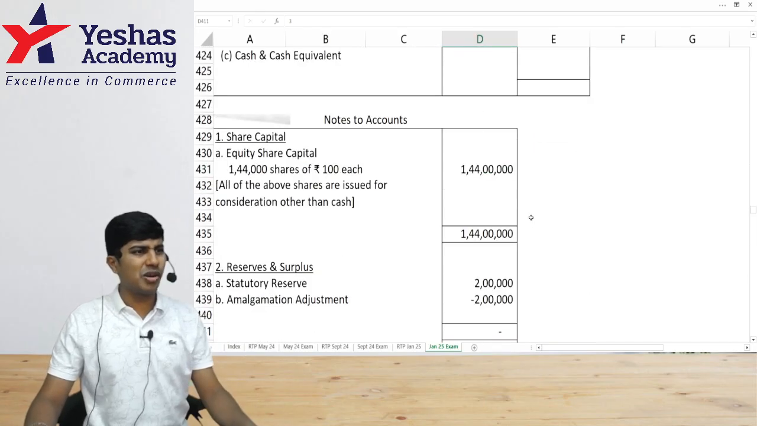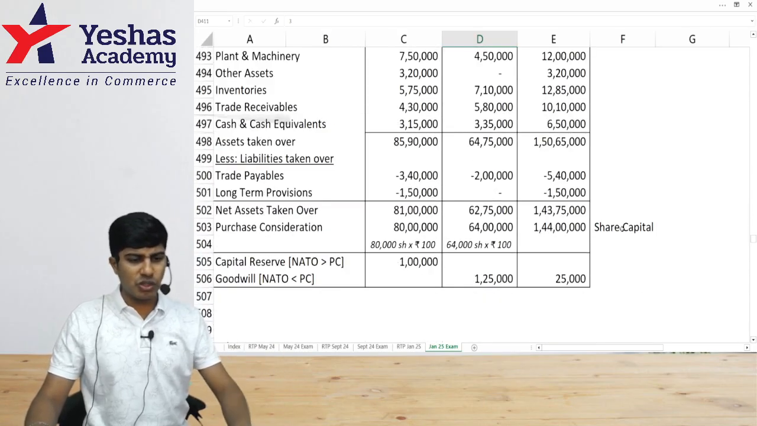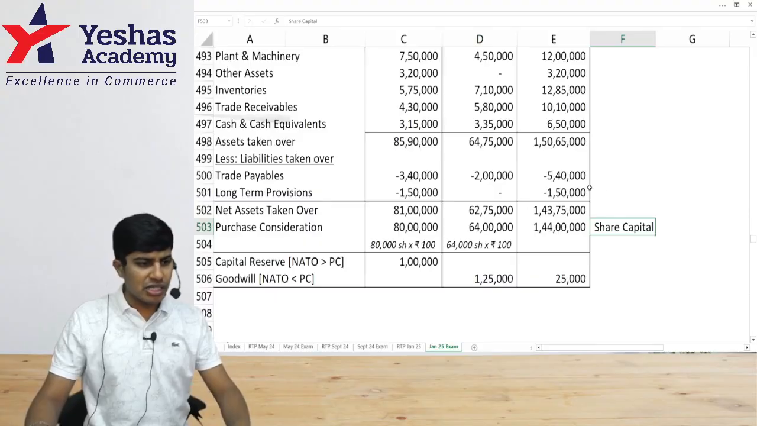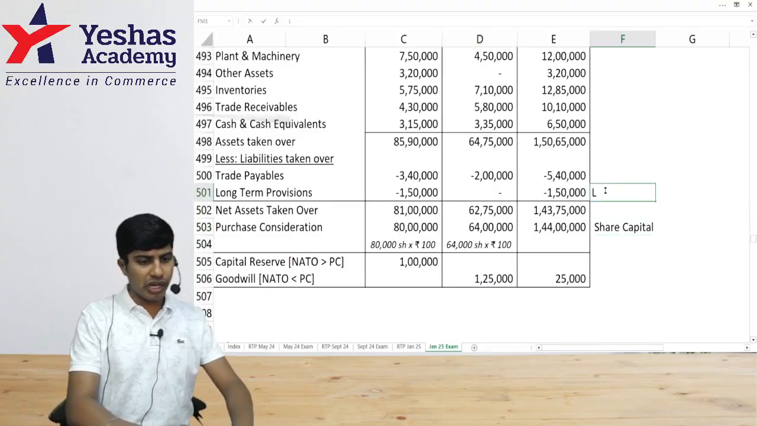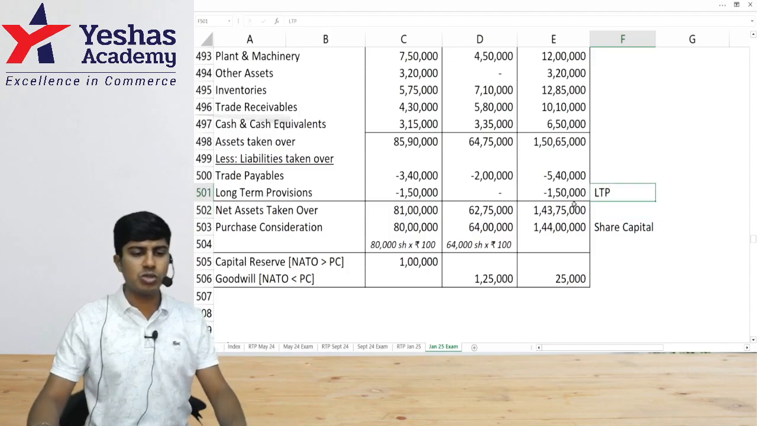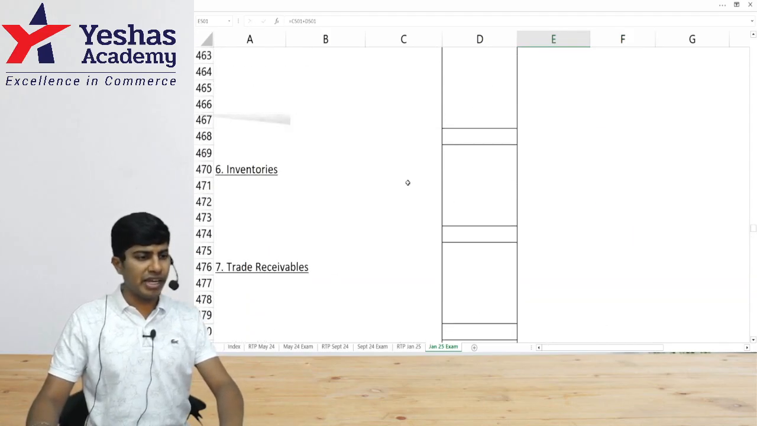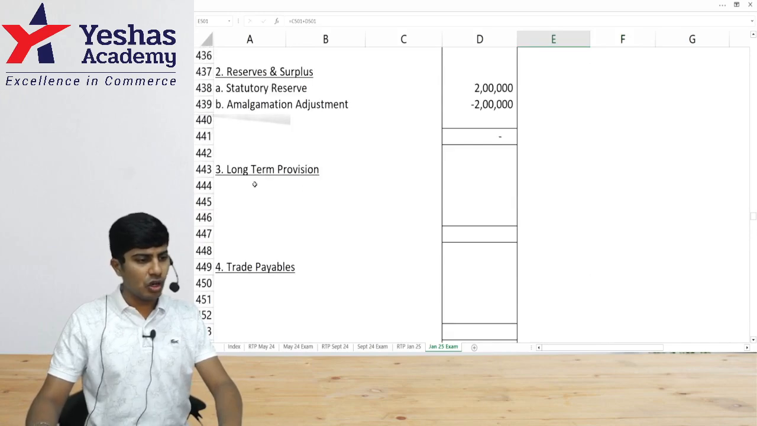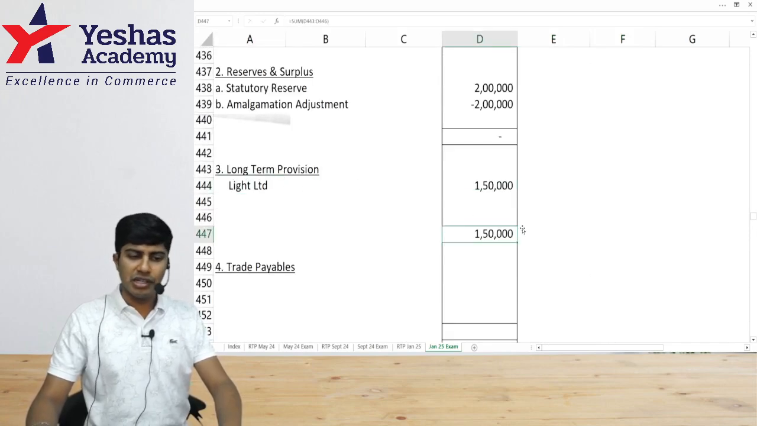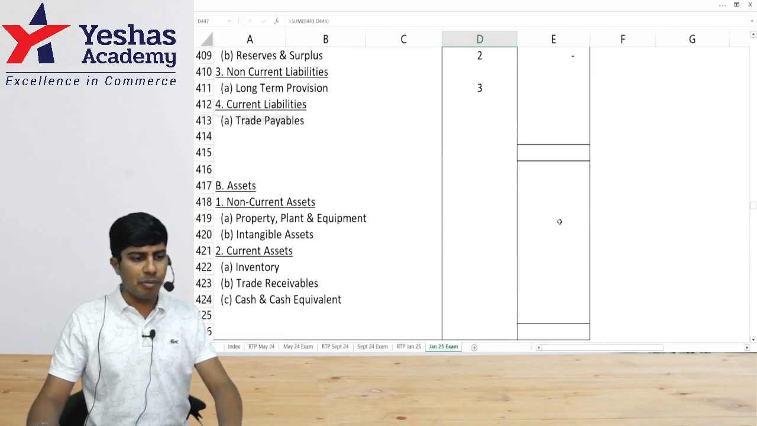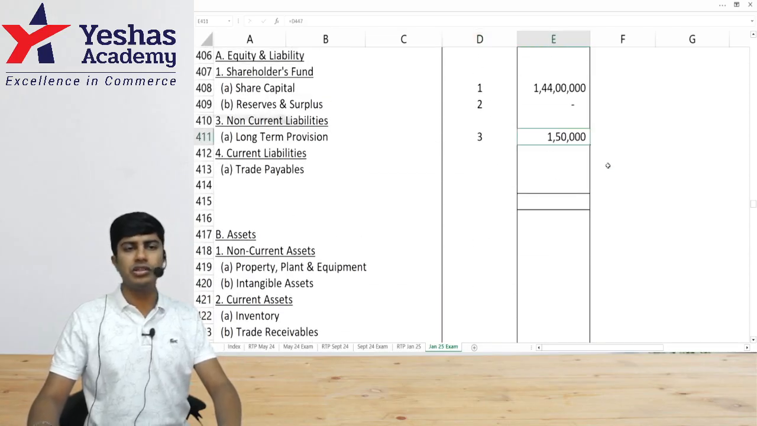Then, is there long-term provisions? Yeah, long-term provisions is there. So, in our note, share capital over. Next, this is the long-term provision. So, LTP, long-term provision, minus 1 lakh 50. I would write minus 1 lakh 50 here. Long-term provision of Light Limited. That itself is the total that will appear in the balance sheet, long-term provision.